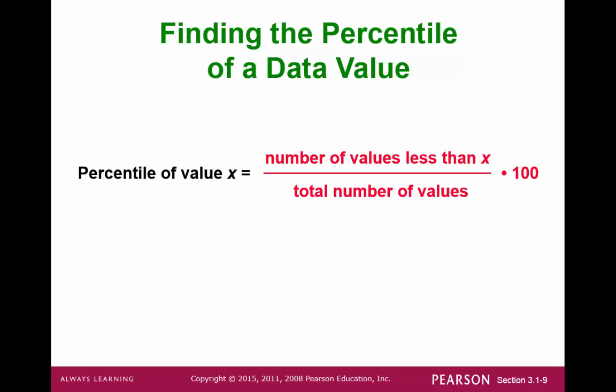In order to find the percentile, we have to sort the data. Then we find the number of values that are less than that number and divide it by the total number of values. Multiplying by 100 will give you the percentile.